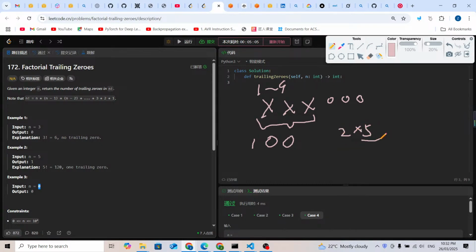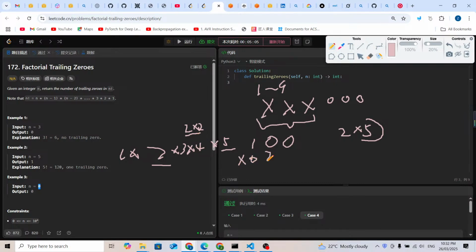So if we know how many 5s are in the factorial of this number, for example, if n equals 5, that's 1 times 2 times 3 times 4 times 5. If we know how many 5s there are, do we know how many 2s? Yes, because for example, 4 is 2 times 2. So there will be more 2s than 5s. Up to 5, there's only one 5, but there are three 2s. And we can continue.